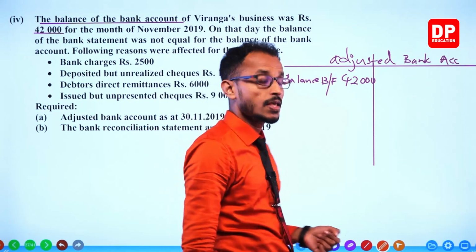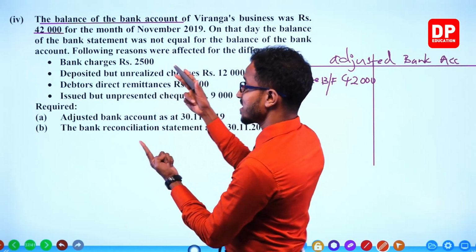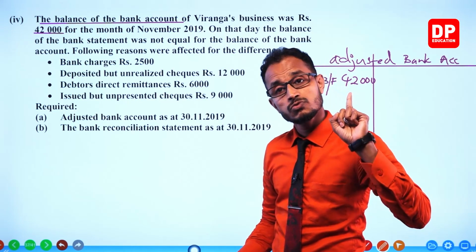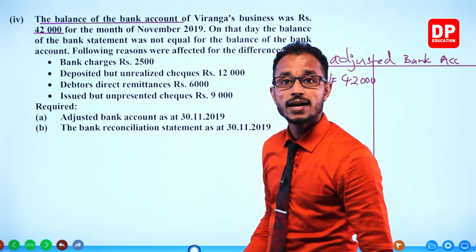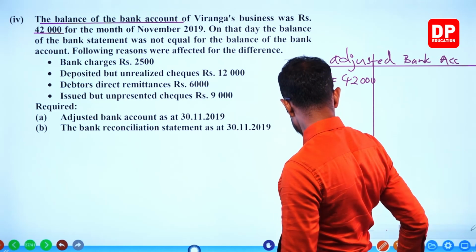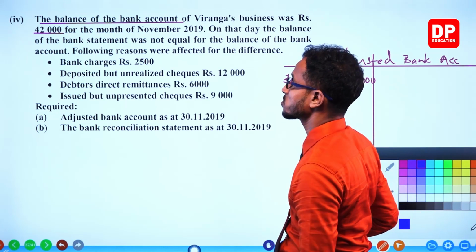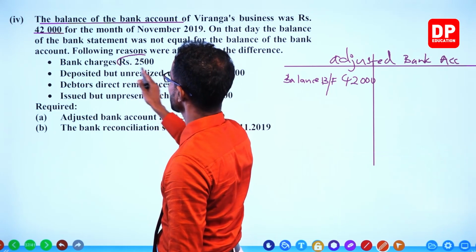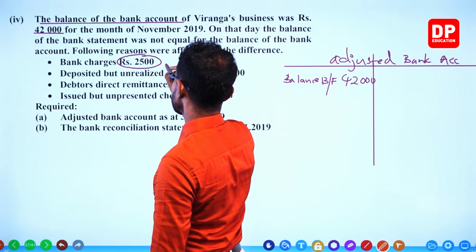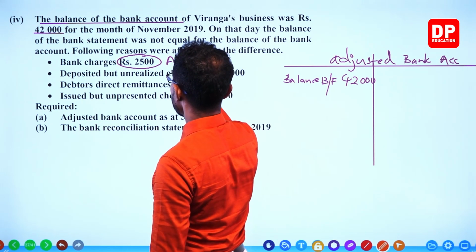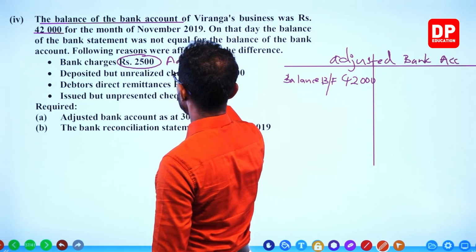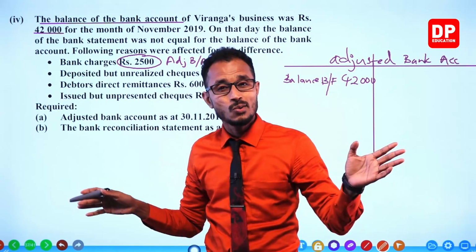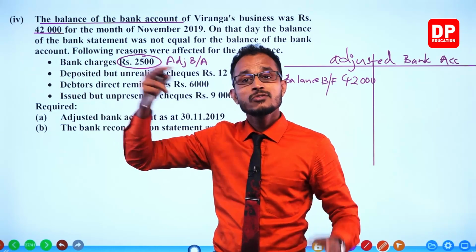Done. Then check the reasons for the difference and mark the reasons which should go to the bank account. You should know how to select those. Let's see. Bank charges go to the adjusted bank account. Why? Bank charges are charges that we don't even know, but the bank has taken charges from our account.